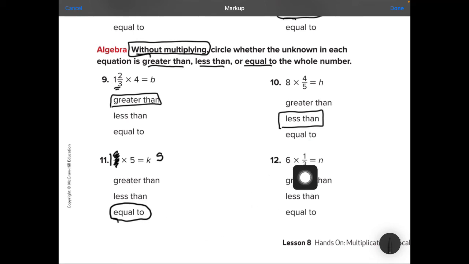Number 12, 6 times a third. That is less than 1. So when you times it by 6, is the answer going to be greater than 6, less than 6, or equal to? You are right.